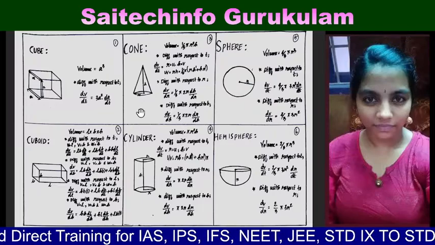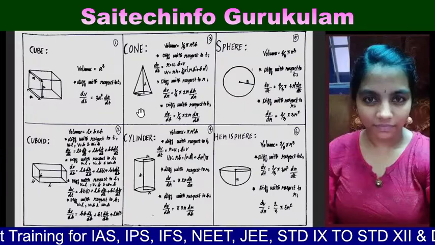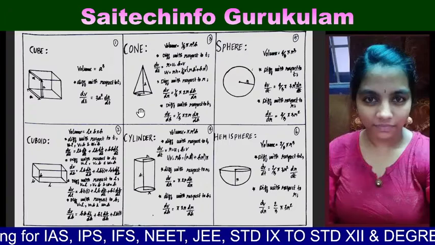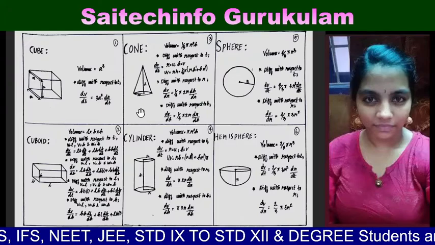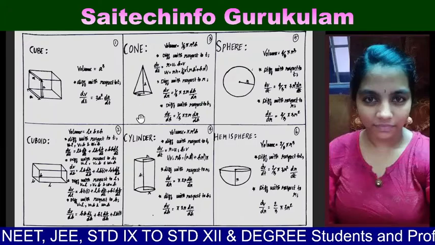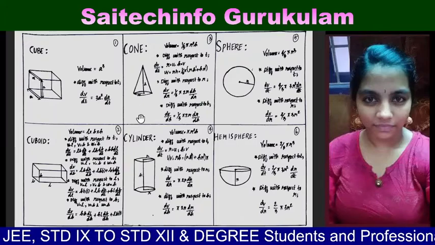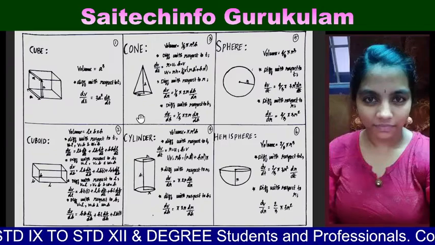Differentiating with respect to radius, dV by dr is equal to 1 by 3 pi 2r dh by dr. Next we are differentiating it with respect to height. dV by dh is equal to 1 by 3 pi 2r into dr by dh.